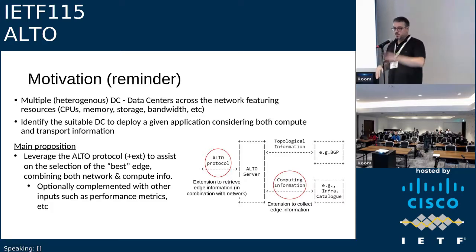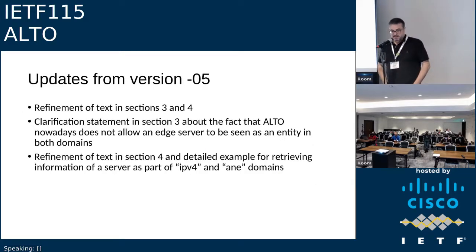We consider both at the same time: the information coming from the compute side plus the information coming from the network. So the topological information enriched with some metrics that could help to take the most optimal decision, for instance in terms of latency, bandwidth, and so on. Next, please. So the updates from the latest version: we have refined the text in sections 3 and 4.